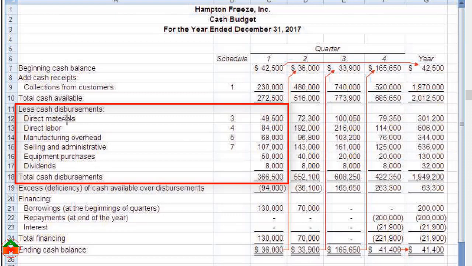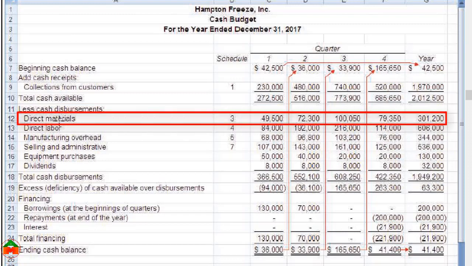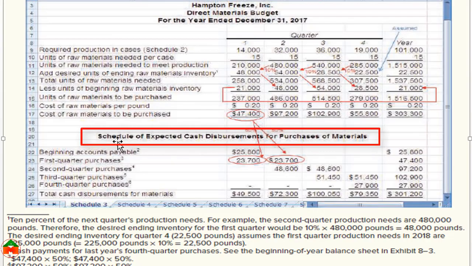And in the second section of cash budget, we will show all the cash disbursement or cash payment, and for this section we will take data from the previous budget as well as from the additional data. We will take the cash payment for direct materials: 49,500, 72,300, 100,050 and 79,350. The data for cash payment for purchase of material would be taken from the schedule of cash disbursement for material purchase.